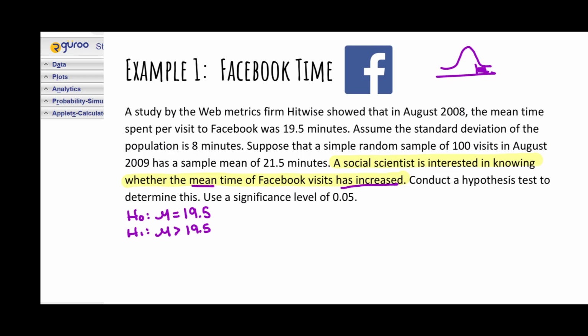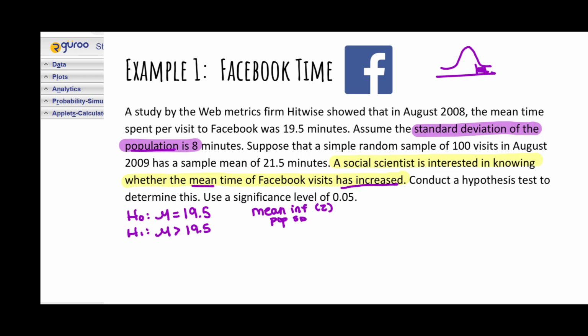So now we also need to decide which kind of inference we're doing. We're definitely doing a mean inference. And we need to look at our standard deviation and figure out which kind they gave us. Did they give us the population standard deviation or the sample standard deviation? It says the standard deviation of the population is 8. So because they gave us the population standard deviation, we're going to use the Z statistic when we run the test.